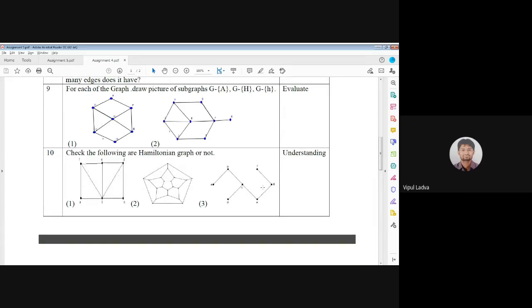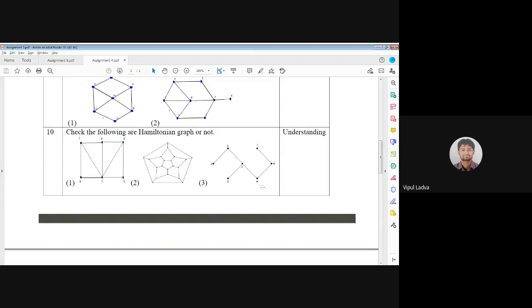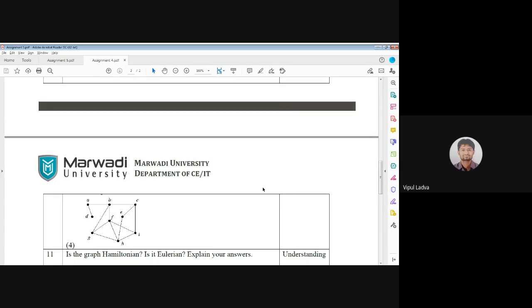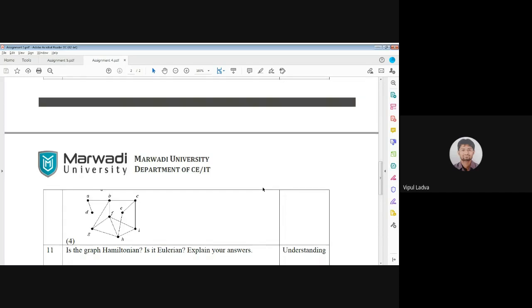In the 10th sub question, you are supposed to check whether the following graphs are Hamiltonian graphs or not. We can say a graph is a Hamiltonian graph if it has a Hamiltonian cycle. So you need to determine for the first, second, third and fourth graphs whether a Hamiltonian cycle exists or not. If a Hamiltonian cycle exists in that graph, then we label it a Hamiltonian graph.